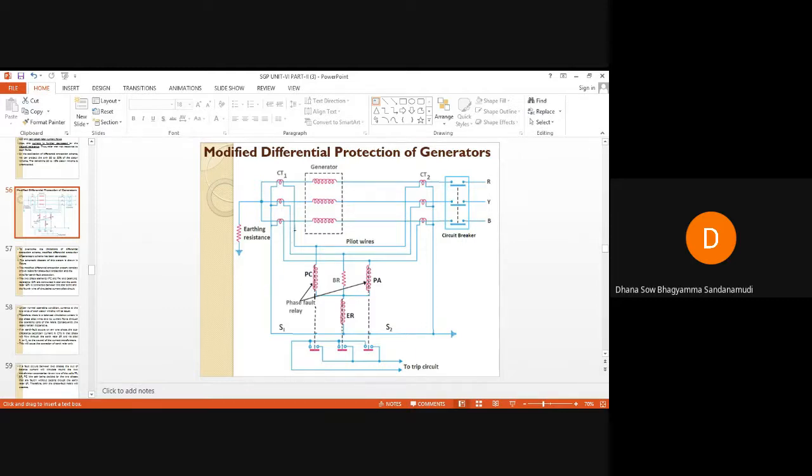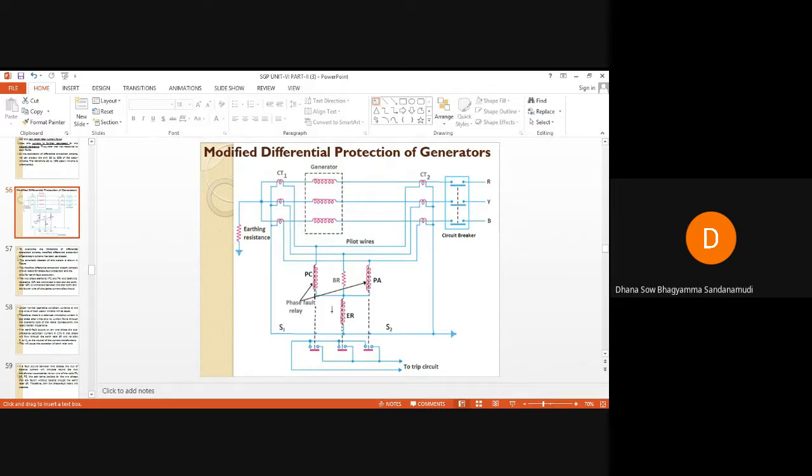The earth fault currents will flow through S1 and S2 to the neutral of the CTs. Through the neutral point they will flow towards the ER through S1 and S2. See, all the relay CTs are connected to the neutral here. Since all the relay CTs are connected to the neutral, definitely if an earth fault occurs, current will flow through these neutrals, through S1 and S2, to the ER.